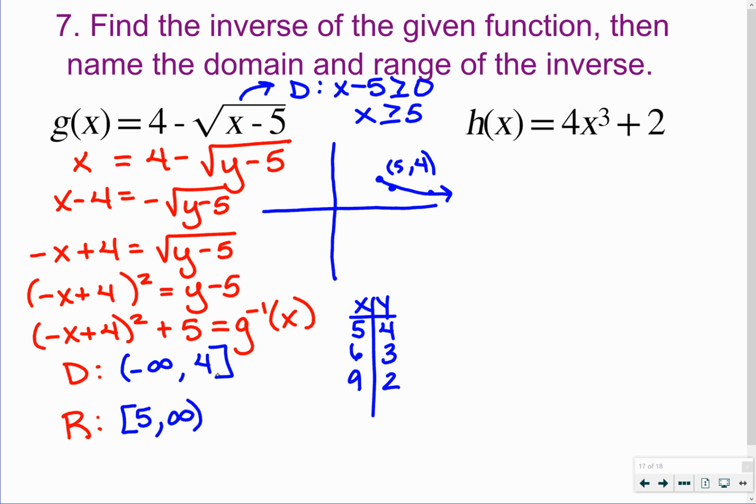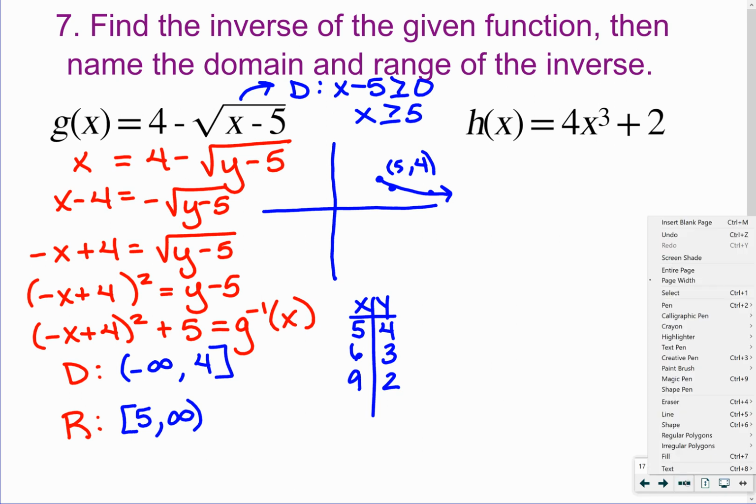Okay. The domain of your original graph is the range of your inverse. The range of your original graph is the domain of the inverse. And you can figure out from the equations too, but sometimes the graph is just a nice way to visualize. Okay. All right, let's look at the next one. This one's actually a whole lot easier. That one had restrictions, which makes it a little tougher.